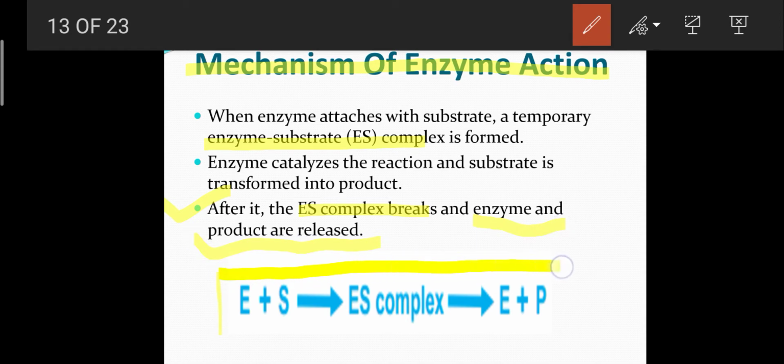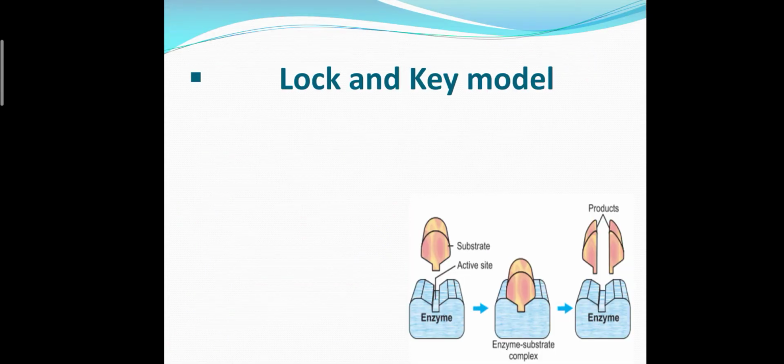As we can see here, the enzyme combines with its substrate through its active site and then the enzyme substrate complex is formed. Then the enzyme catalyzes the reaction and the substrate is converted into products. Then the enzyme substrate complex breaks down and it is converted into enzyme plus product. So here we have two models which describe the mechanism of enzyme action.